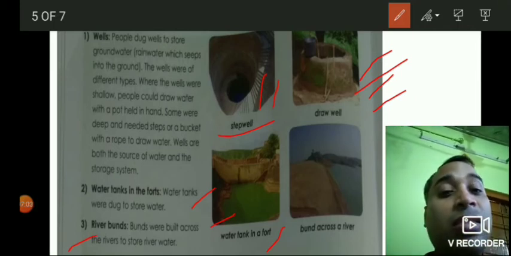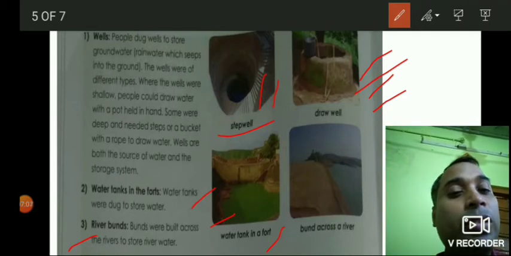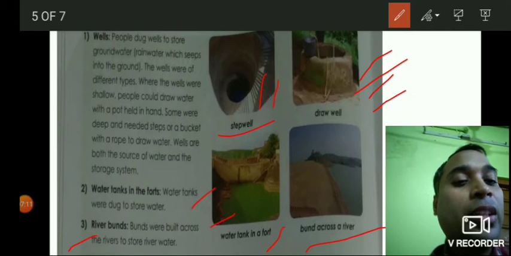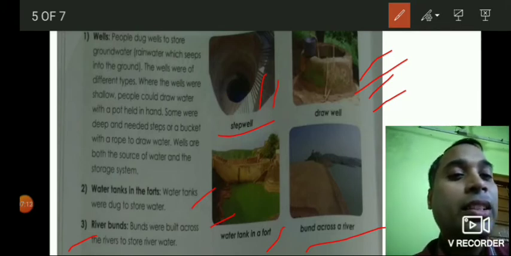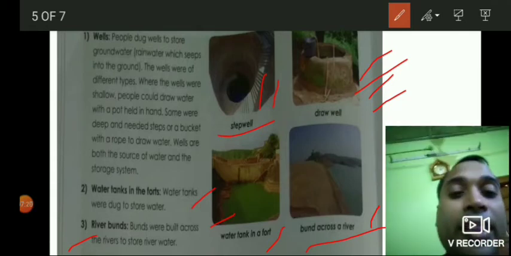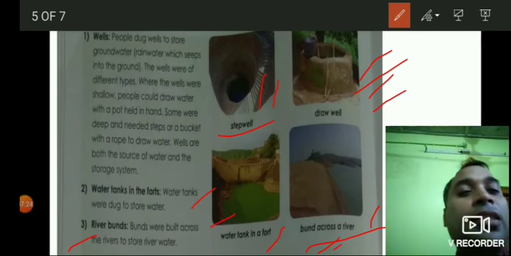Bunds were built across the rivers to store river water. So also one way to store water is constructing a bund across the river. So here you can see, almost similar to dams, but these were constructed in the earlier days, river bunds. So this is also part of the old water storage system.